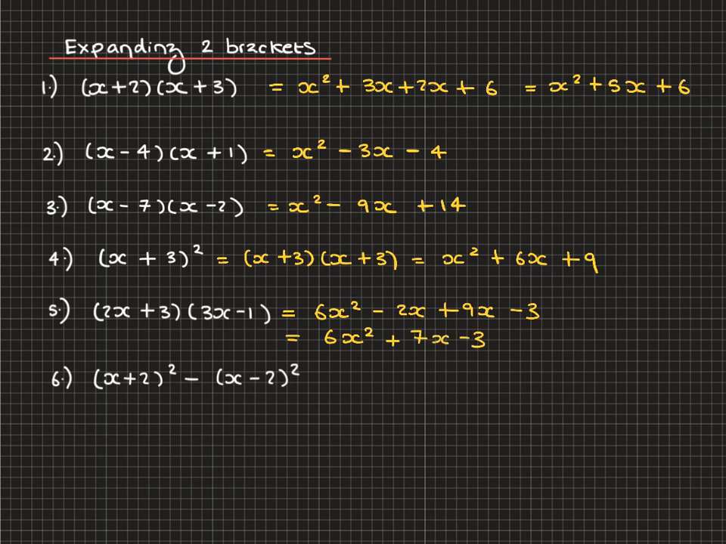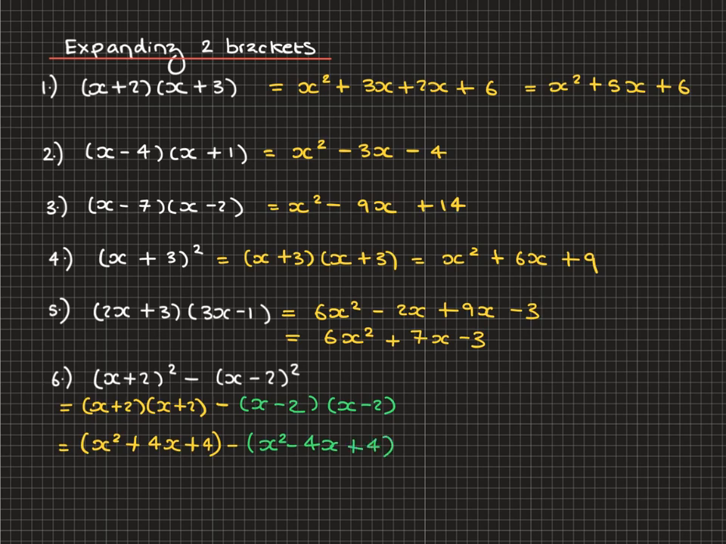And in question number 6, we have 2 pairs of expansions to complete. X plus 2 multiplied by x plus 2, subtract x minus 2 multiplied by x minus 2. We have to be very careful here because there are multiple negative signs. So the first pair of brackets that I've highlighted in yellow give me an answer of x squared plus 4x plus 4. And from that, we're subtracting, in green, x squared minus 4x plus 4.